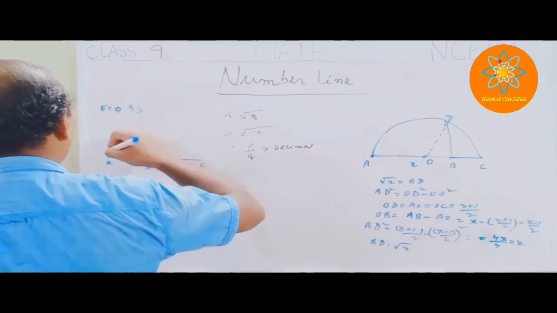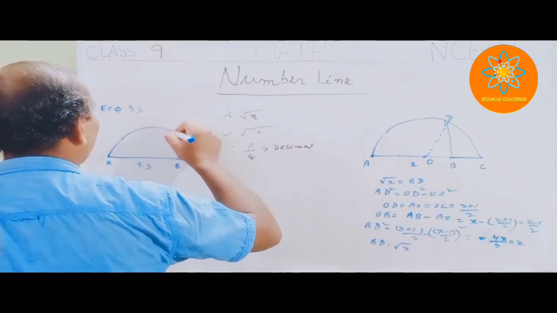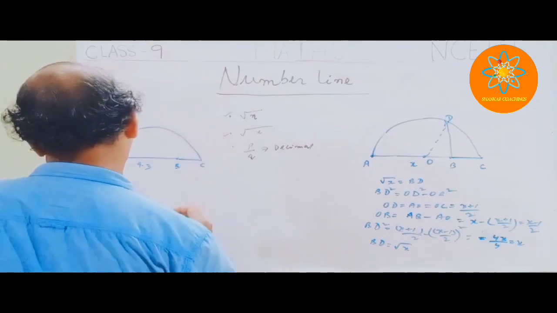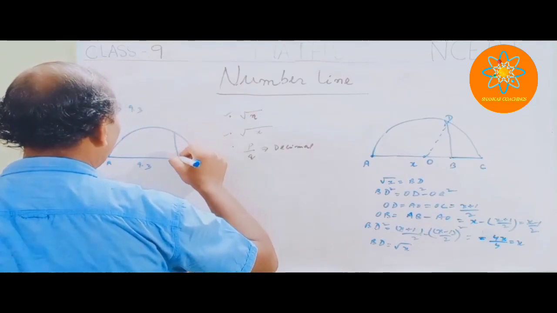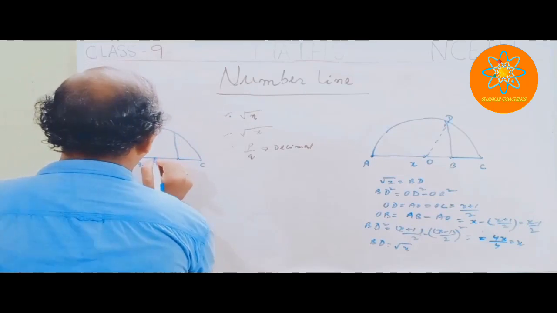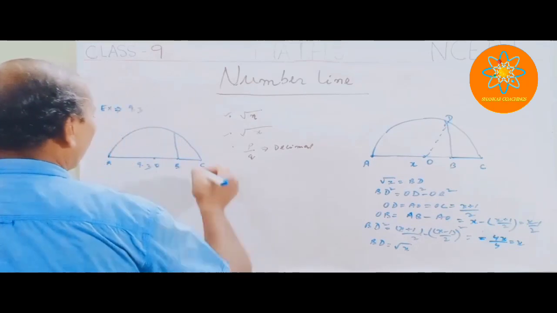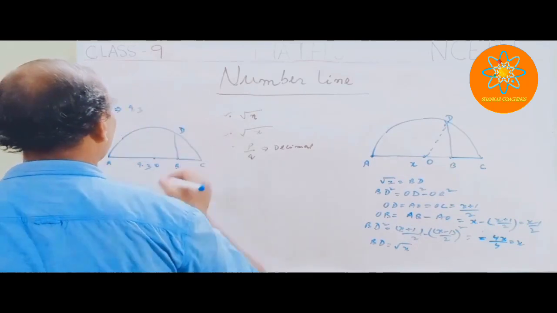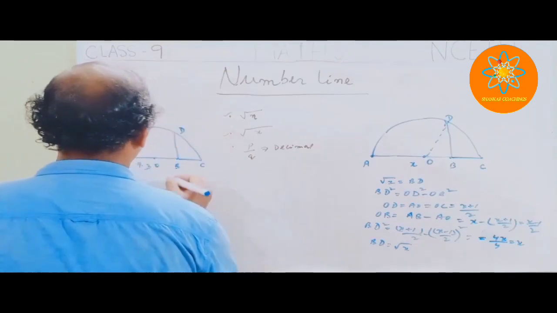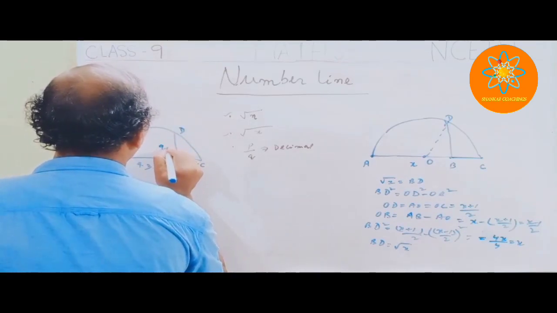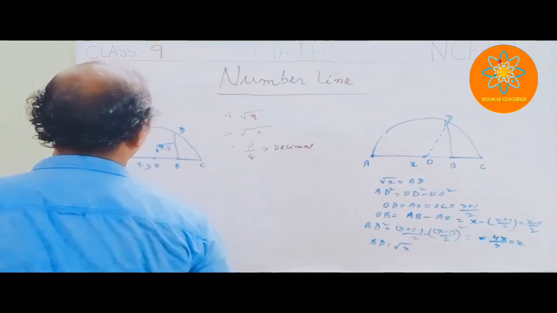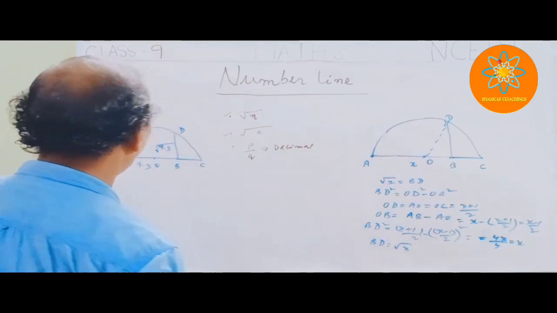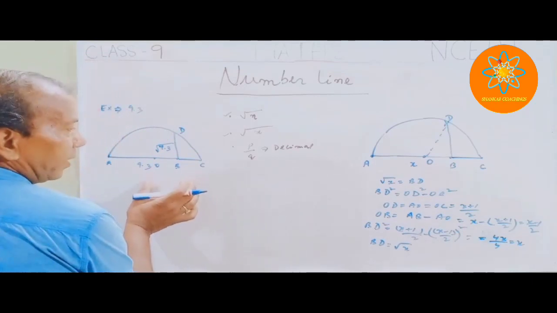Now what I will do, I will make a semicircle here. Then I will put a right angle here. This is a semicircle with center O. So BD is equal to how much? The value of BD is equal to, this is your 9.3, so this is your root over 9.3. Now, this is geometrically.